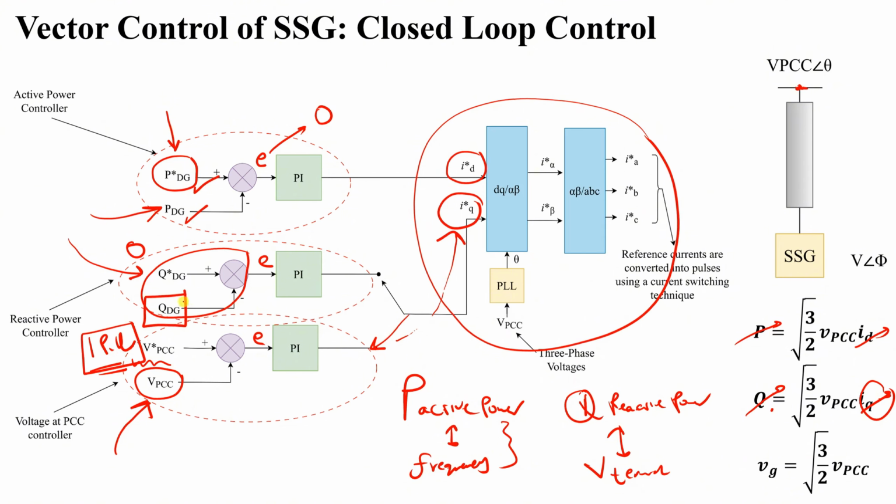Or if you control Q, you will achieve a certain voltage that will lead to this Q. Okay, so they are related to each other. They are coupled. You can't decouple them. So active power and frequency are coupled. Reactive power and V terminal are coupled. By using ID and IQ, you can select which one you are going to control: active power or frequency, or reactive power or V terminal. Okay.